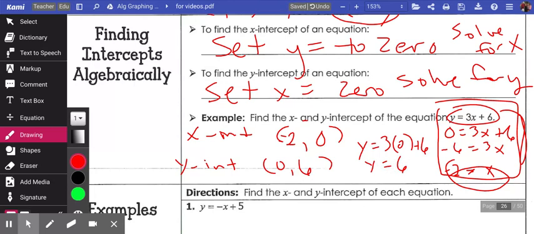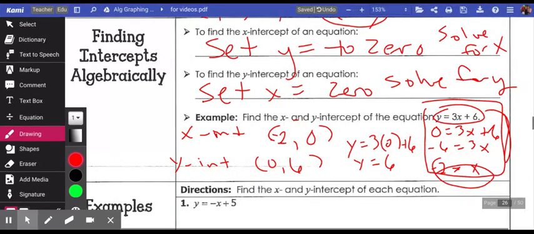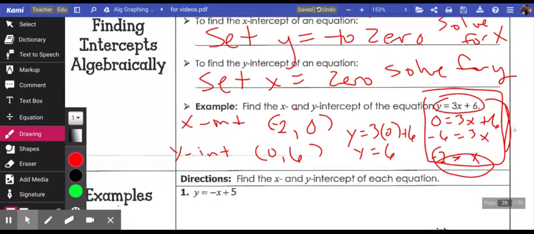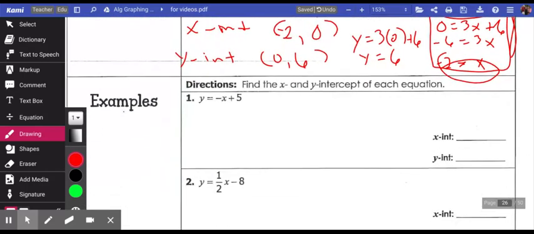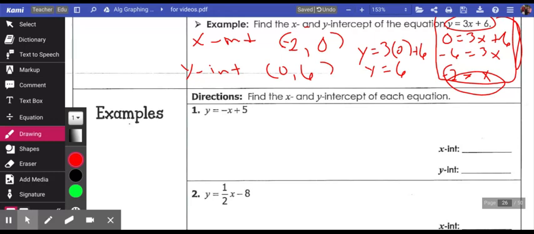It's pretty easy. You just have to take the time to show some of your work. Otherwise, you mess up and try to do it mentally and get your negatives and stuff messed up. So find the x and y intercept of each one. For the x-intercept, I know that my y is 0, and so I'm putting that 0 in here. So I have 0 equals negative x plus 5. I'm going to subtract the 5, giving negative x, and then we take the opposite of each one. So we have (5, 0).